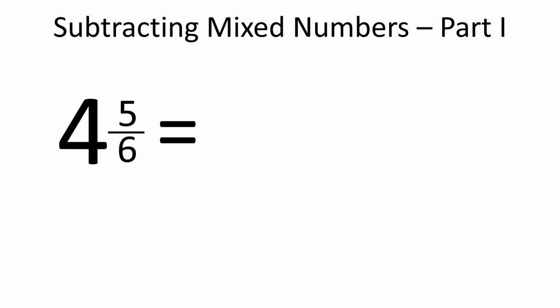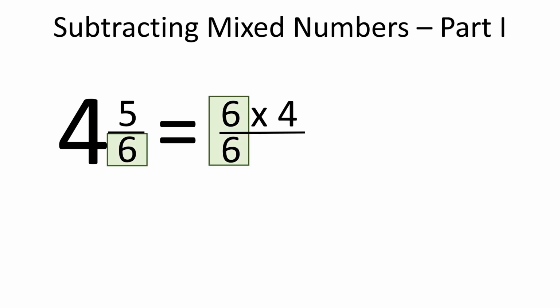Okay, let's check the answer. To find the answer, we have to represent each fraction as an improper fraction. Let's start with 4 and 5/6. Here, the whole was divided into 6 parts. We know that because there are 6 in the denominator. So 1 whole is equal to 6/6.